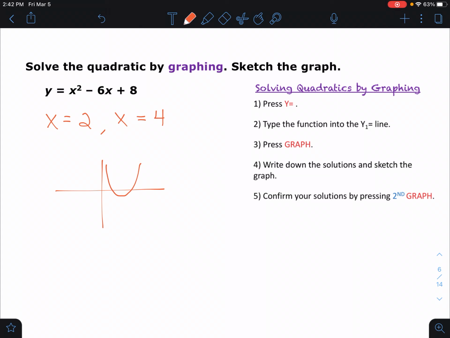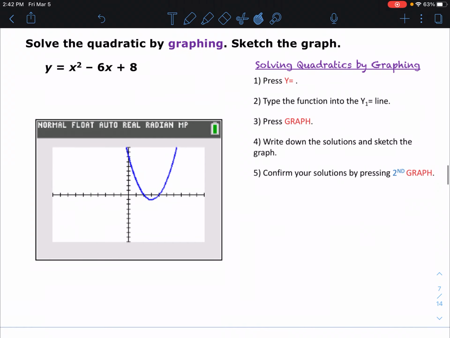Now that's it. That's all you have to do. Again, notice I pressed second graph on that last step to confirm my solutions, to make sure that actually is the solution. So again, if you prefer to copy and paste, write x equals 2, x equals 4, and then take a screenshot and copy it in there, that's easier for you. It looks a little nicer. Sure, go for it. Otherwise, you can just do a quick sketch. Doesn't have to be perfect, but should look relatively close.